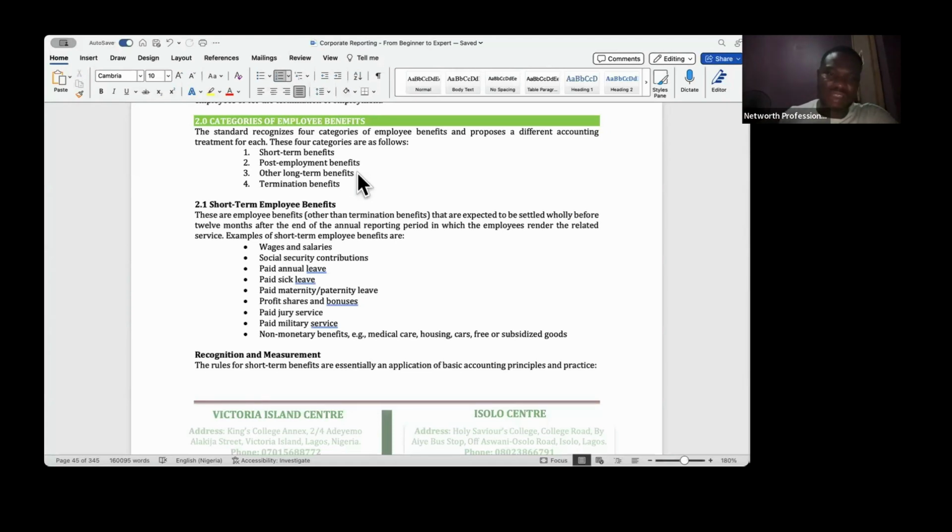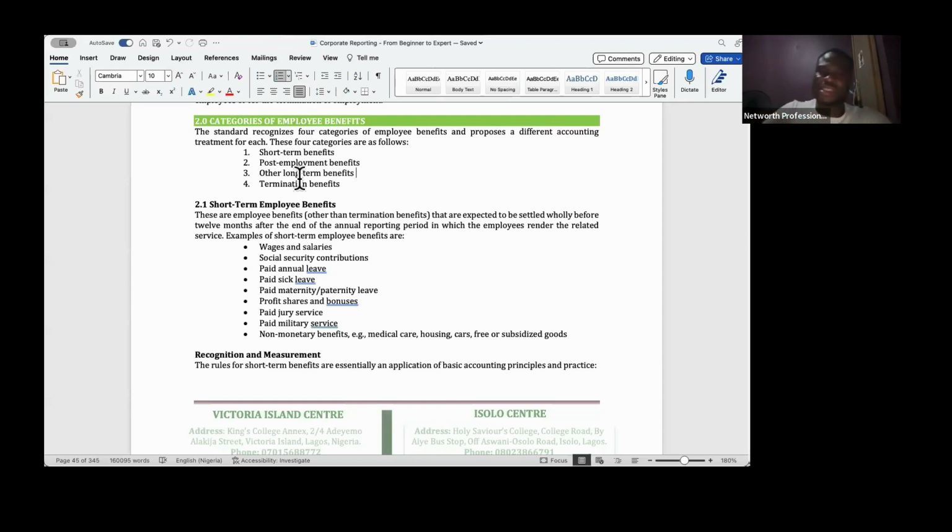If you look at the share-based payments we just finished, before those share options convert to shares, an employee must have worked for several years. So that can also be an other long-term benefit. Those are other long-term benefits.